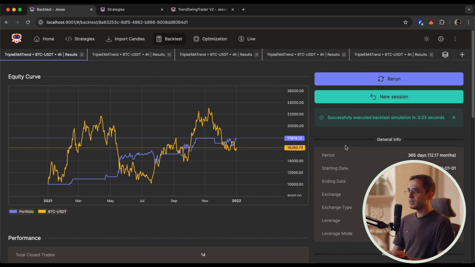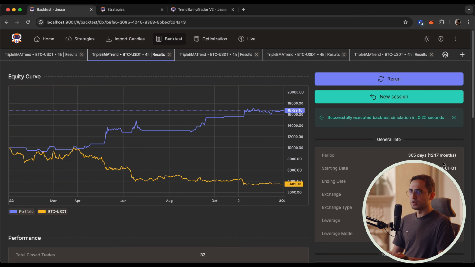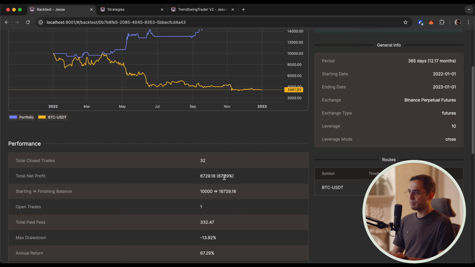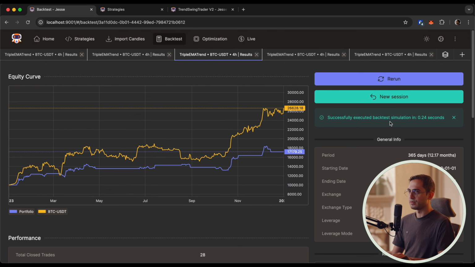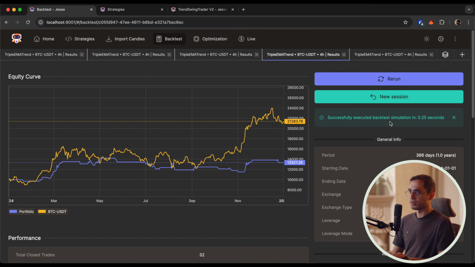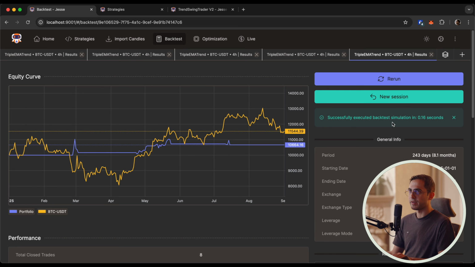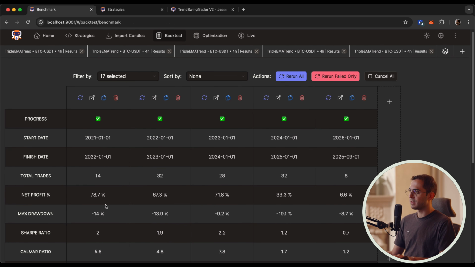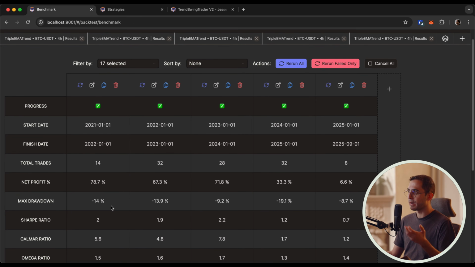All right, so let's go to the next year for 2022, which was a bear market. And here's our results. So we ended with 67% and a max drawdown of minus 13. And this is for 2023. This is for 2024, and this is for 2025. Now, if I go to the benchmarking page of Jesse, we can see all the results next to each other, which makes it really easy for us to compare the results.